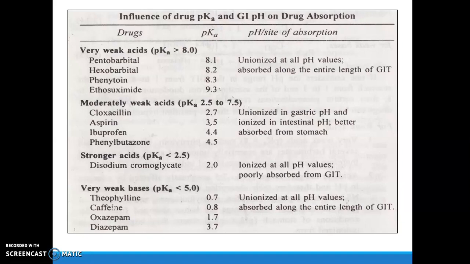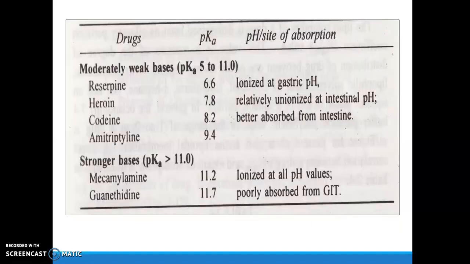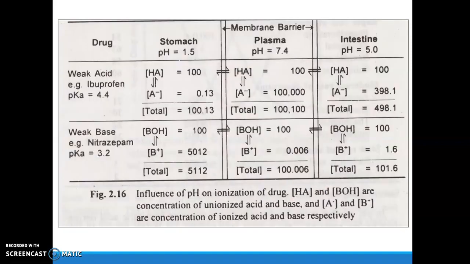Similarly, very weak bases, theophylline, caffeine, oxazepam, diazepam, pKa is less than 5, less than 2, so unionized at all pH values, they will be absorbed throughout the GI tract. Moderate weak bases, reserpine, amitriptyline, codeine, ionized at gastric pH, unionized at intestinal pH, get absorbed from the intestine.